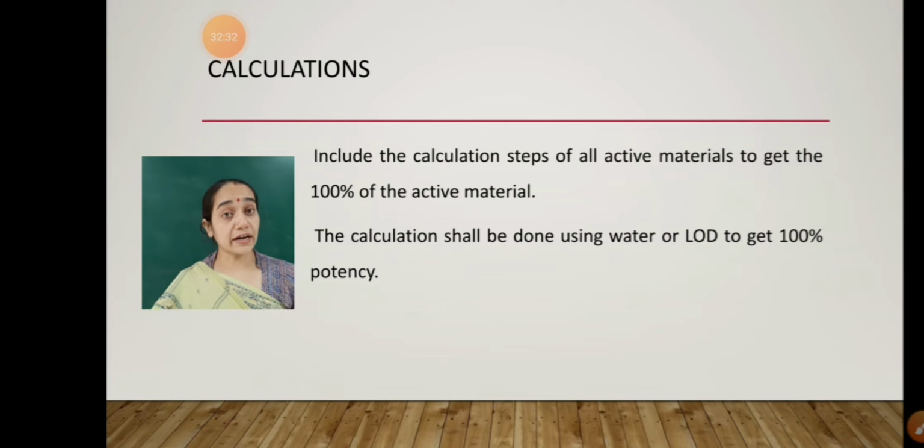Then the master formula record will contain the calculations. Now what will be the calculation? For example, if I require a particular product for a particular batch and I know that this will be the particular quantity, now what will be the calculation? How much amount will be needed for 100 tablets, how much for 200, 500, 700, whatever it may be.